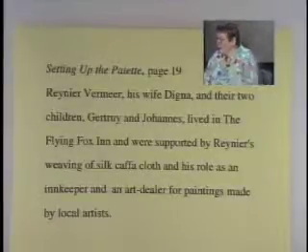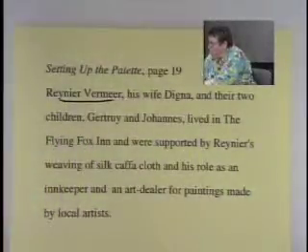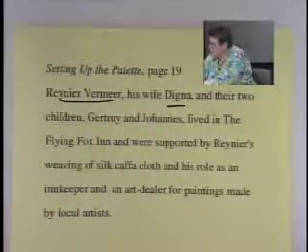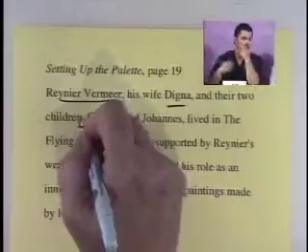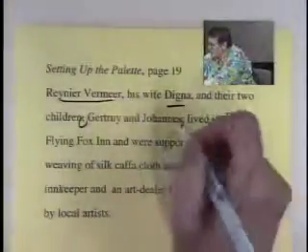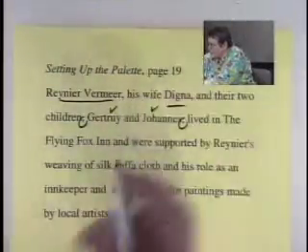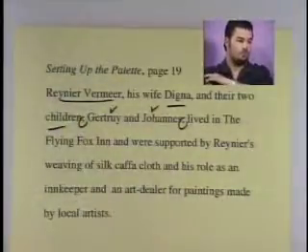Vermeer. Renier Vermeer, that whole thing, that's the father. And then what? Digna. Digna, and then? Gertrude. I would have said no on Gertrude. What else would you have said? Johannes. And I would have said no there for the same reason. And I'm going to tell you why I said those 2 no's in a minute. There is another subject. Children. Children. And where would your verb be?